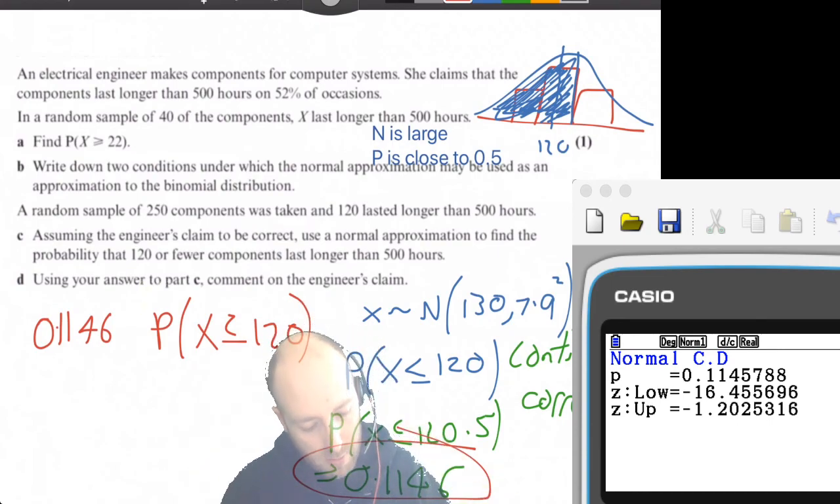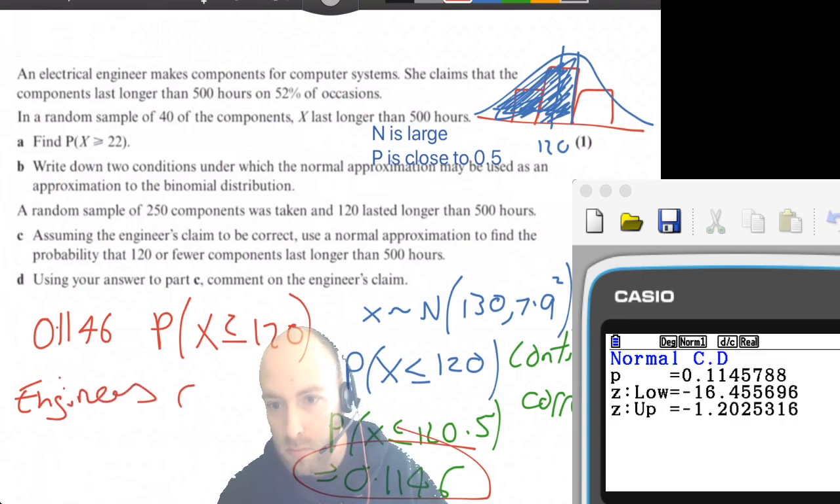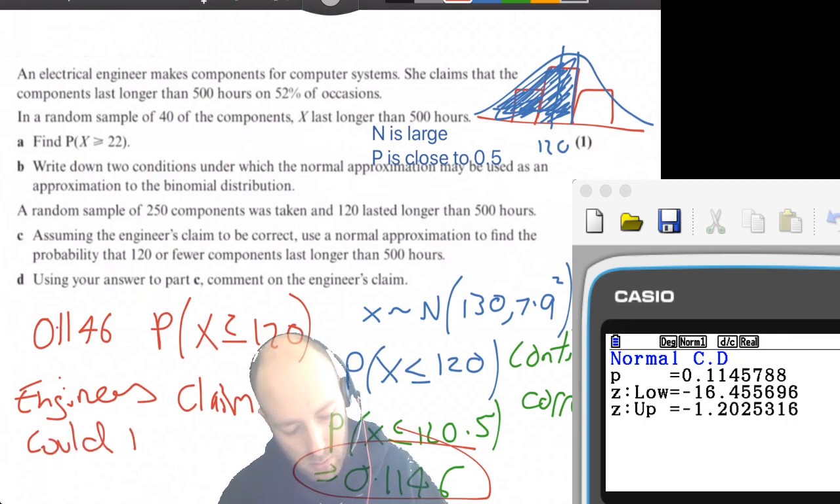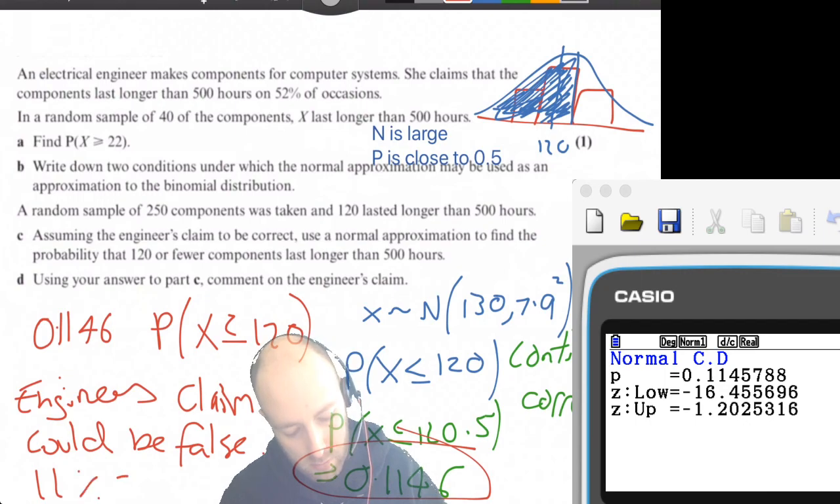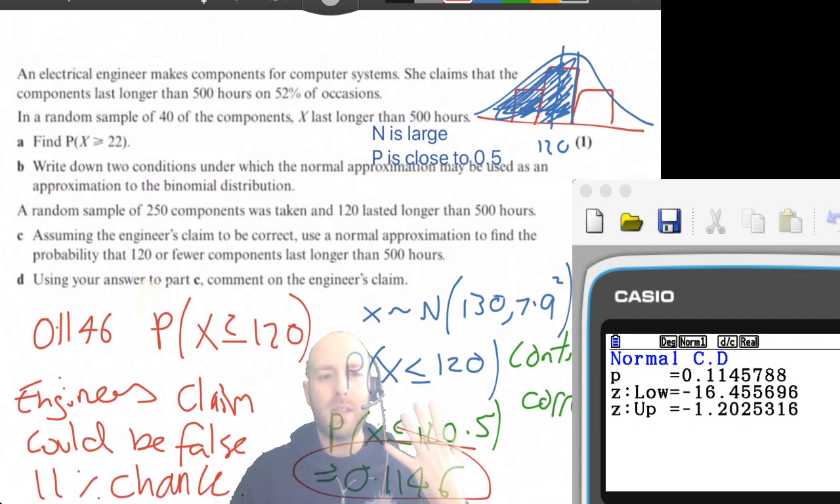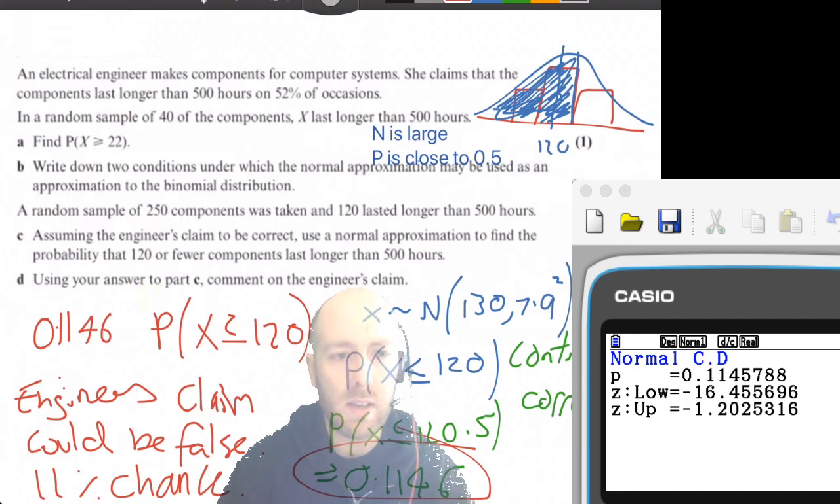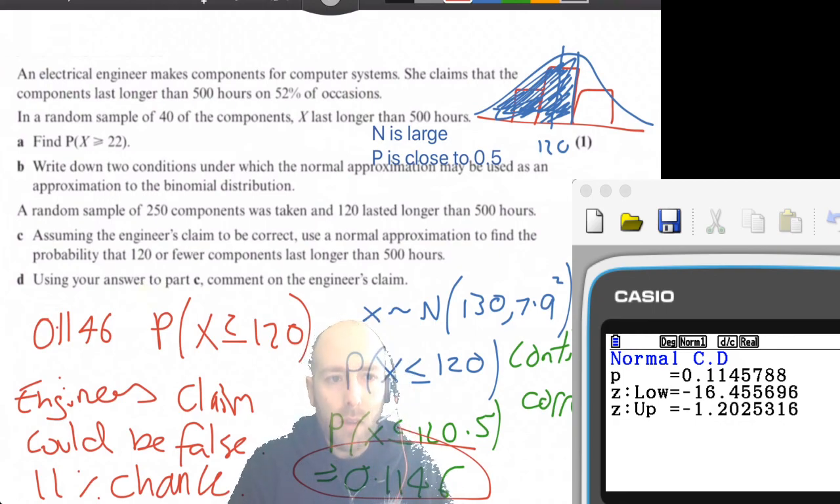So the engineer's claim could be false. There's only an 11% chance. So if you had a 5% significance level, it would pass. If you had a 12% significance level, it would pass. I don't know, maybe 11% is okay. You could argue that either way. But you need to talk about that. So with her claim, 11%. Yeah, I guess if it's 5% significance level is what we normally talk about, that's all right.